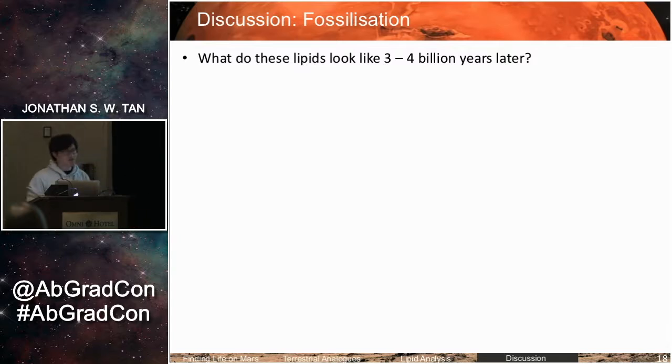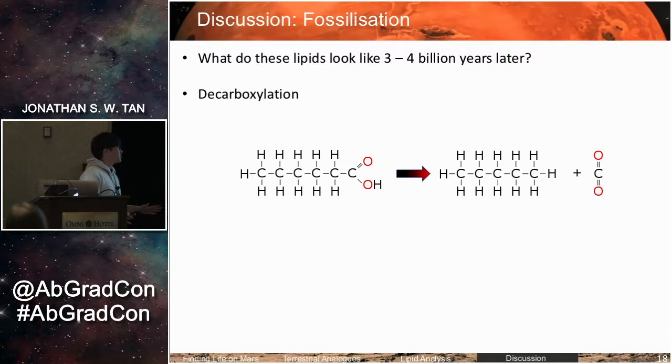So the primary process that we need to look out for is what we call decarboxylation. And this is a very simplified explanation of what it is, but essentially what happens is that your saturated fatty acids become alkanes by losing a CO2 group.